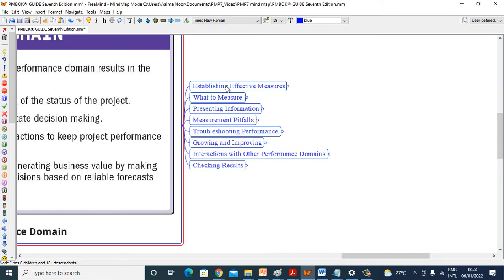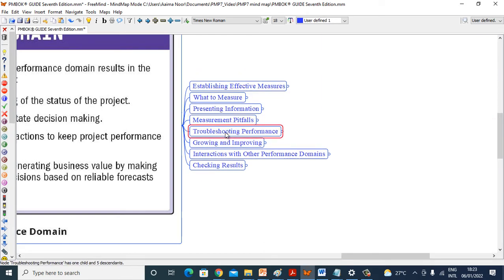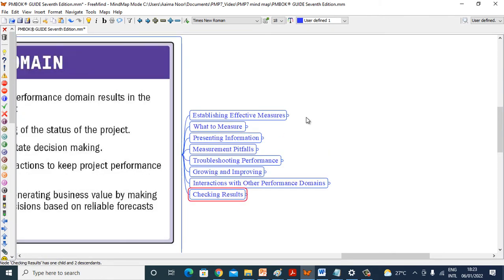Establish effective measures. What to measure? Presenting information, measurement pitfalls, troubleshooting performance, growing and improving, interaction with other performance domains, and checking results. So let's explore one by one.